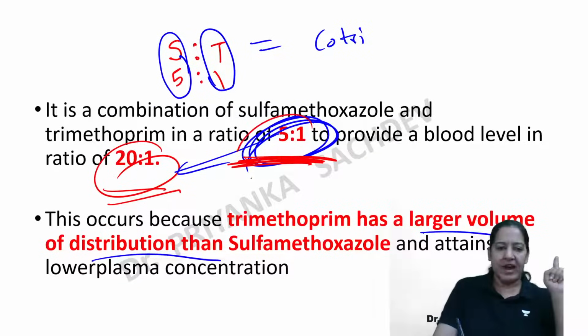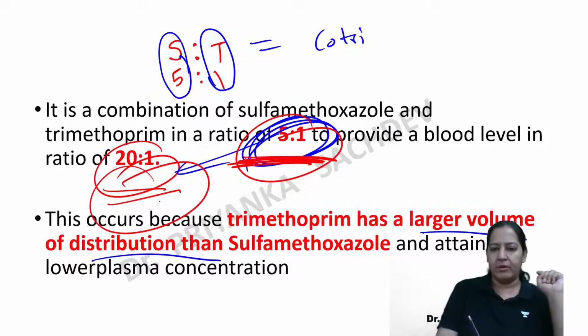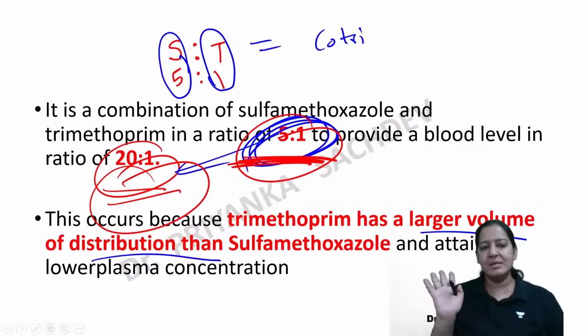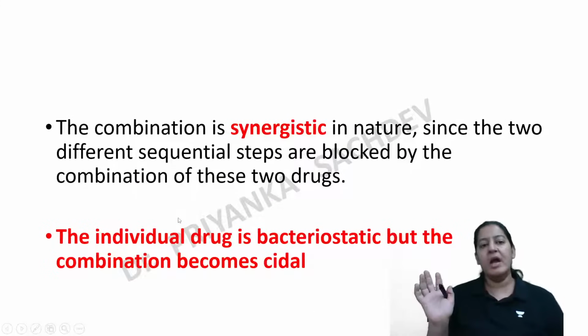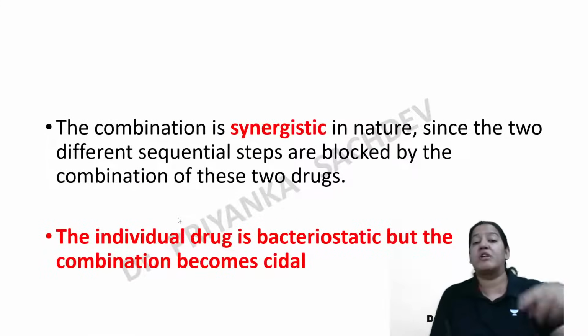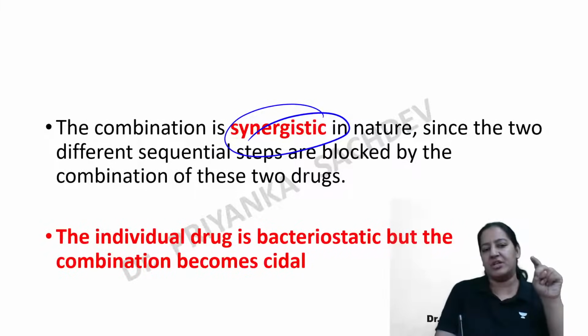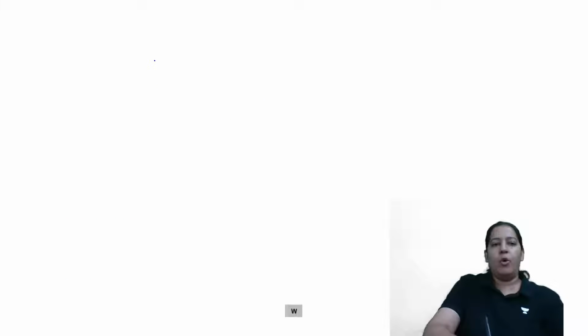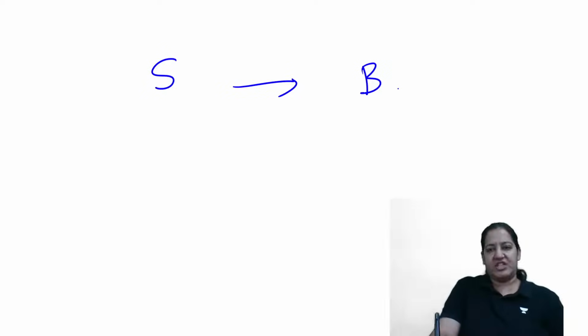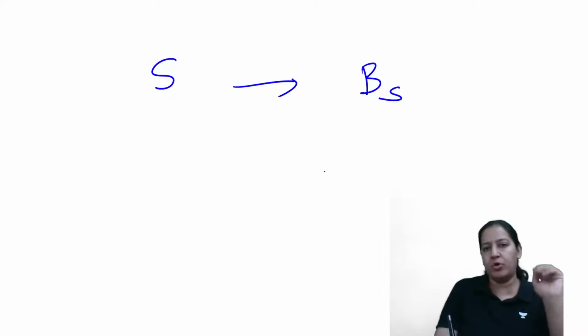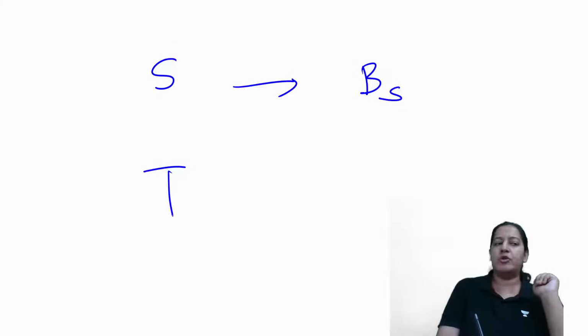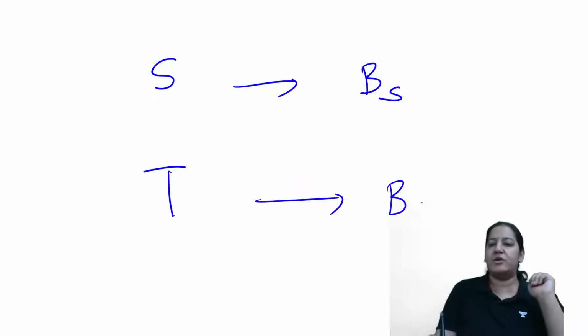Everyone give me a thumbs up. What is 5 is to 1? What is 20 is to 1? So why is it happening? The answer is volume of distribution. The next question: why are we doing this combination? We are doing this combination because of the synergistic action. If I am giving only sulfonamide to a patient, it will be bacteriostatic. It will not kill the bacteria but inhibit the growth of the bacteria. If I give only trimethoprim to a patient, again it is also bacteriostatic.